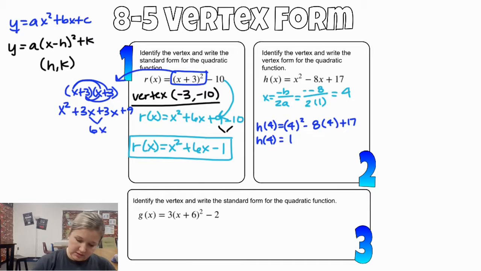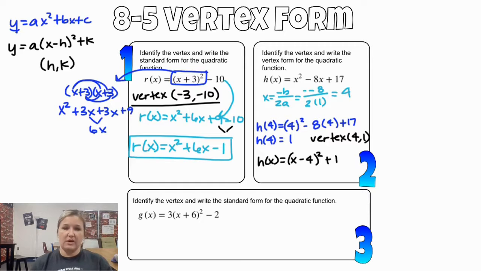So my vertex is going to be at 4, 1. Then I can plug it into my vertex form. So to write this into vertex form, I'm going to have h of x is going to be equal to x minus 4 squared. There's no a here, and then plus 1. So I don't have to worry about any kind of a or anything like that. So this is vertex form. So I had to identify the vertex first, then write it in vertex form. That's kind of going back and forth there.